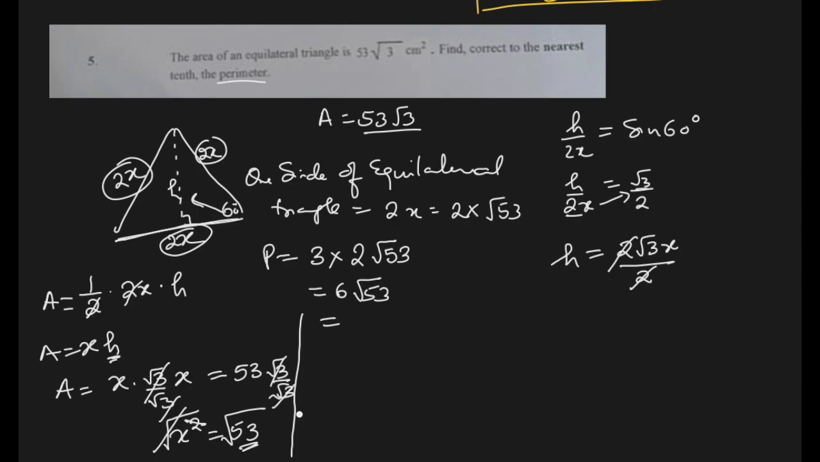So 6 square root 53 equals 43.68, and is it centimeter? Yes, centimeter. But we want nearest tenth. Nearest tenth is this one, so 43.7 centimeters. That's what we can write.